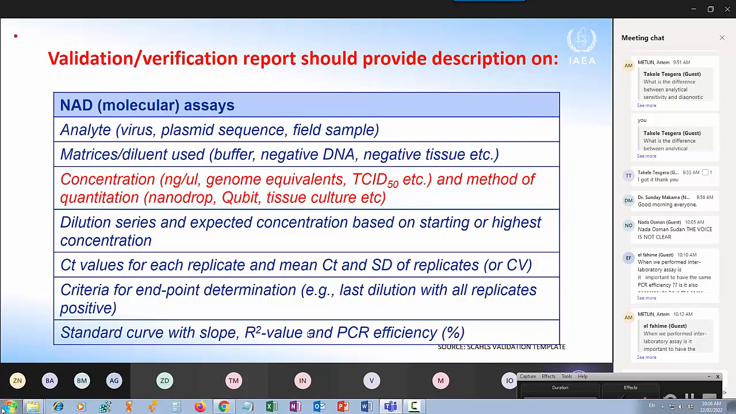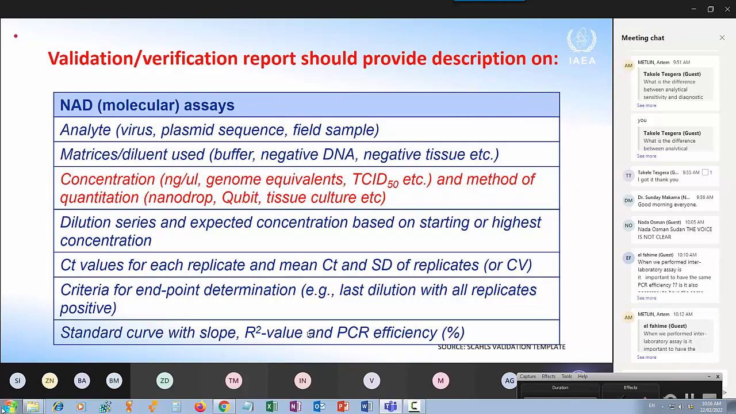CT values for each replicate, and we should express the mean CT values and the standard deviation of the replicates and/or the coefficient of variation. Criteria for the endpoint determination.